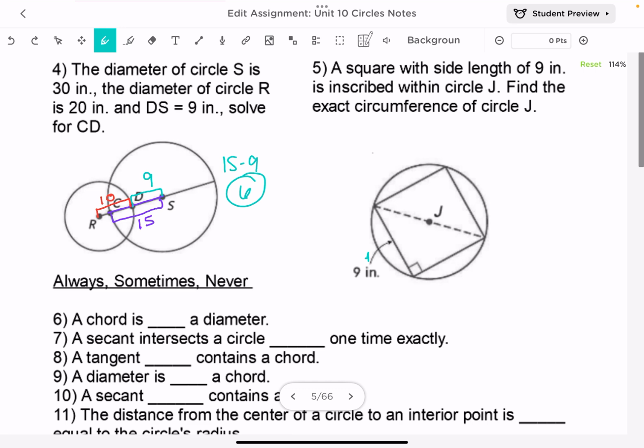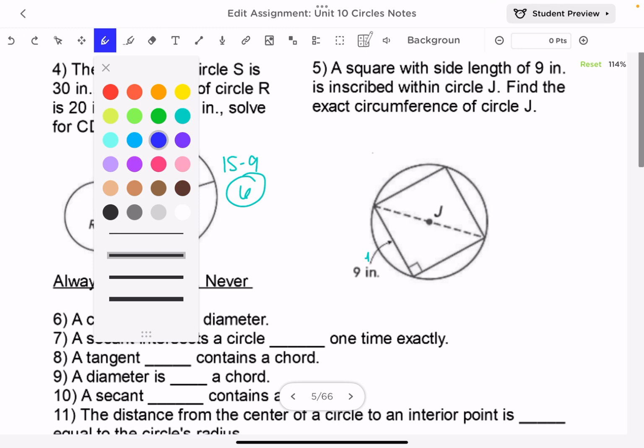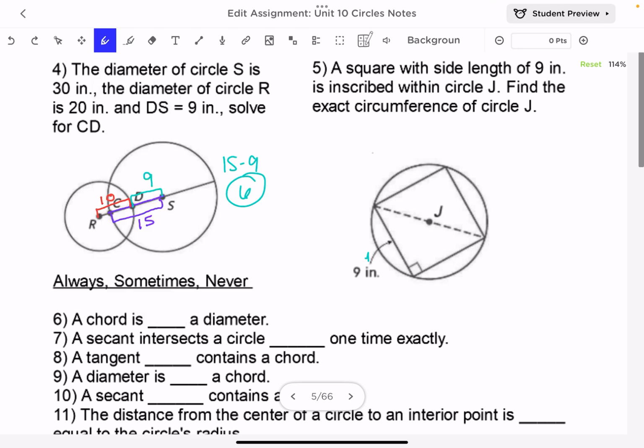All right, let's look at number 5. A square with a side length of 9 is inscribed. So anytime you see the word inscribed, we haven't seen that word yet, but we're going to see it quite a bit this unit. Anytime you see that word, that means the vertices are on the circle. So if you look, you see this square is inscribed in circle J. That means all of its vertices are on the circle.